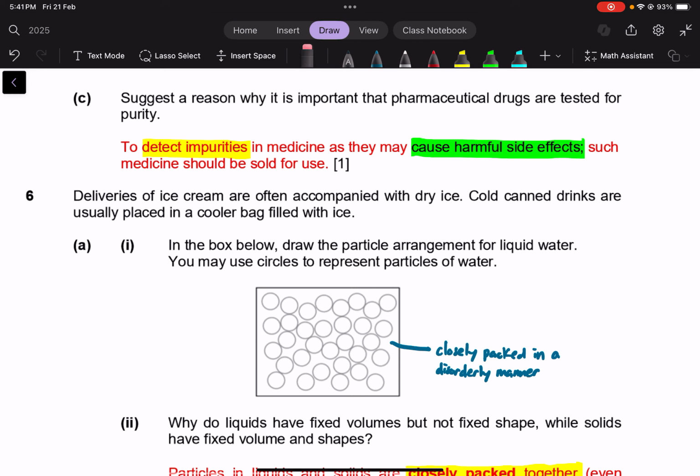Then for part C, you should point out that the impurities can cause harmful side effects. That's why for drugs, it's important for us to have close to 100% purity if possible.